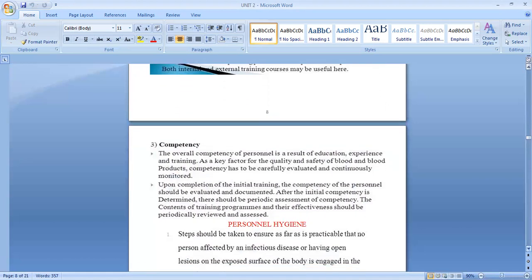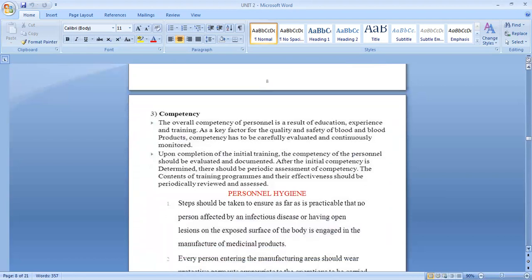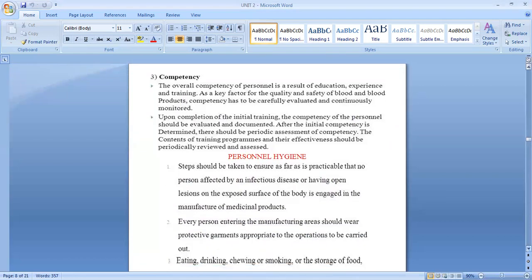Now comes the competency. The overall competency of a person is a result of education, experience, and training as a key factor for the quality and safety of blood and blood products. Competency has to be carefully evaluated and continuously monitored.